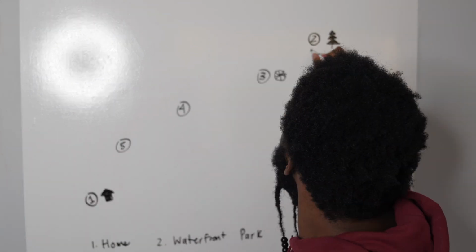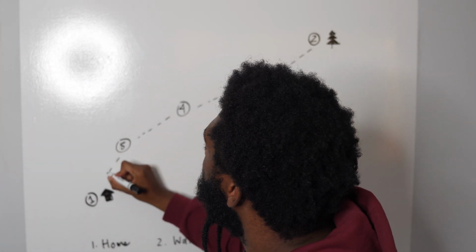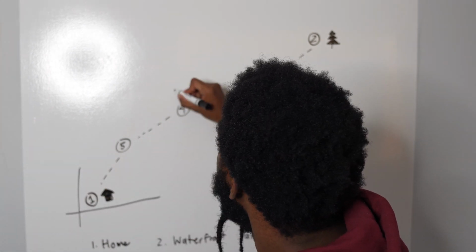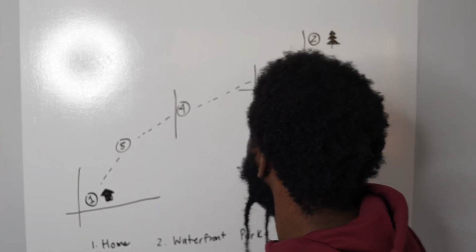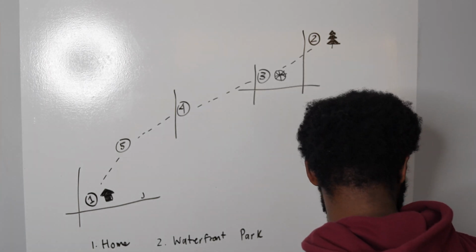You can draw a line or put a dotted one to kind of show the trail between the landmarks to your home. And then eventually, add the streets and intersections and label them.